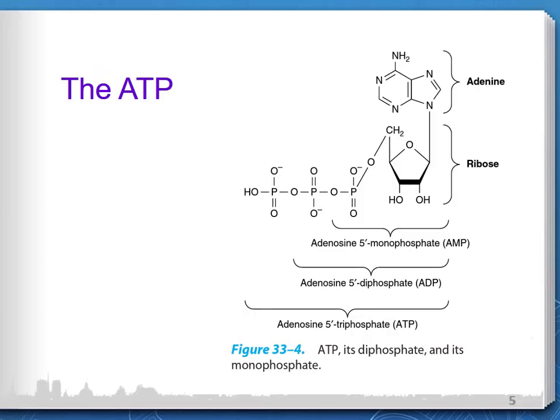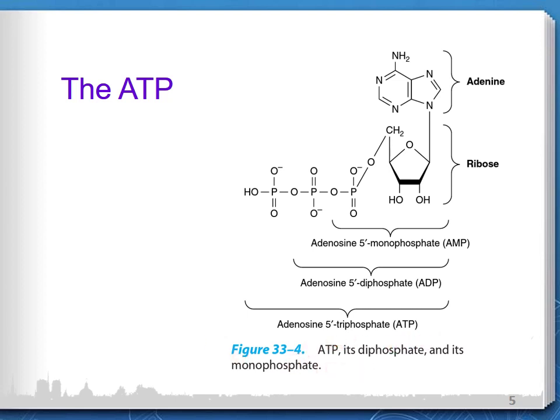Slide number 5 represents the structure of ATP. We have adenine, ribose sugar, and 3 phosphate groups. If we have 1 phosphate group, the compound is called adenosine monophosphate, AMP. If we have 2 phosphate groups, adenosine diphosphate, ADP. And if we have 3 phosphate groups, the compound is called adenosine triphosphate, ATP.